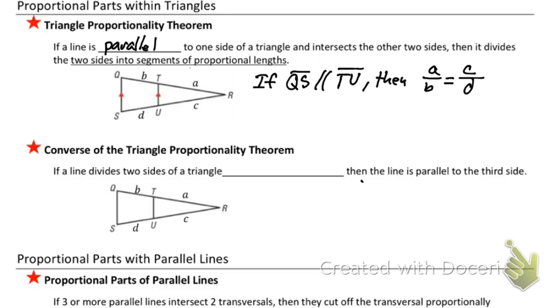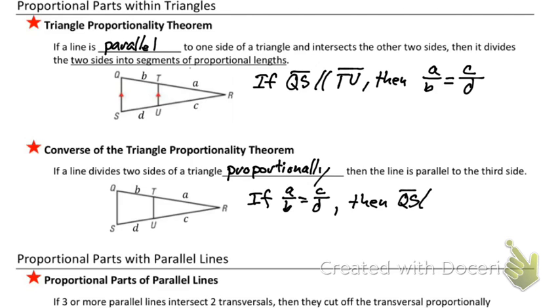All right? The next thing is the converse of the triangle proportionality theorem. It says if a line divides two sides of a triangle proportionally, then the line is parallel to the third side. So it is just the converse of this one. If A over B equals C over D, then we have parallel lines. Then QS is parallel to TU. Not used a ton, but it is out there. It is a way to prove that two lines are parallel when having a triangle.